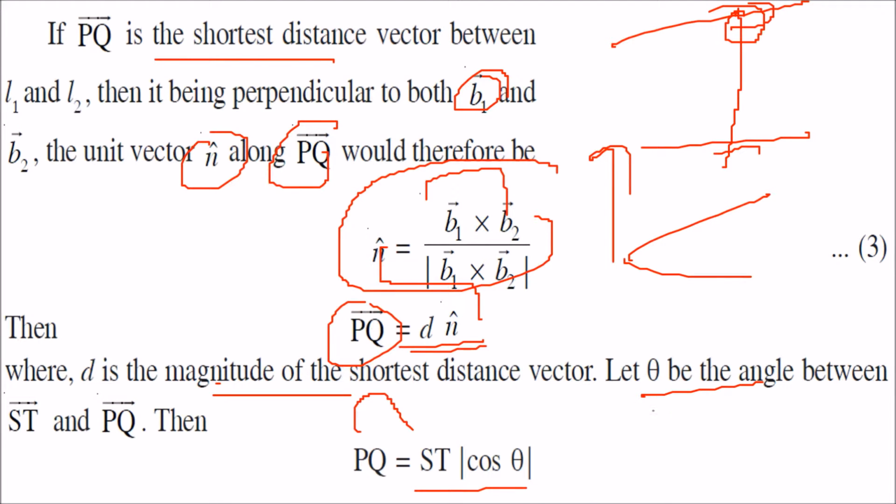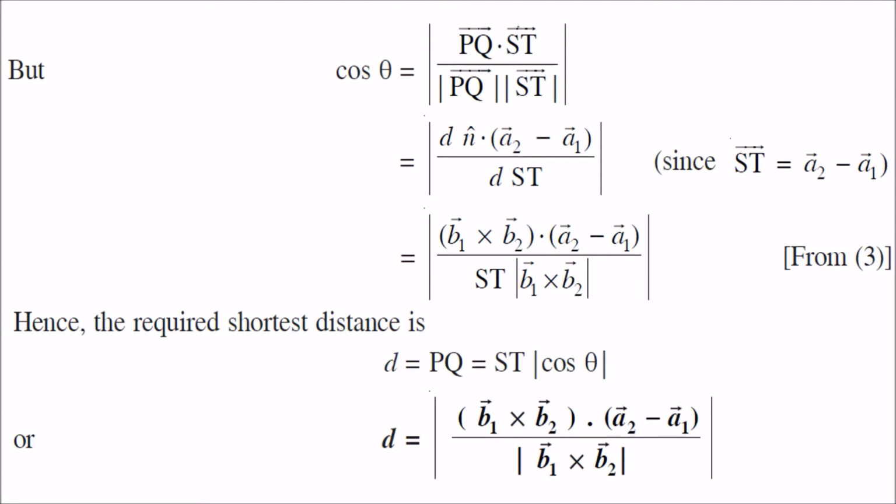Say I have two lines, and I have these two points, and I have to find the shortest distance. So this is the shortest distance. The shortest distance is nothing but the projection of this line on this. This is what we are finding. PQ is equal to ST cos theta. So cos theta will be PQ dot ST by the magnitude of PQ times ST.